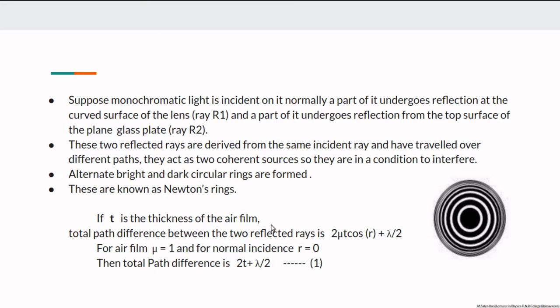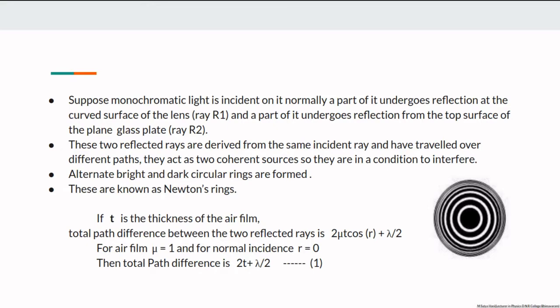These fringes are alternately bright and dark circular rings. They are circular rings because the locus of all points having the same thickness of the air film is a circle. Different thicknesses correspond to different circles. Therefore, different circular bright and dark rings are formed. This phenomenon was first observed by Newton. Therefore, they are named Newton's rings. That is about the formation of Newton's rings.